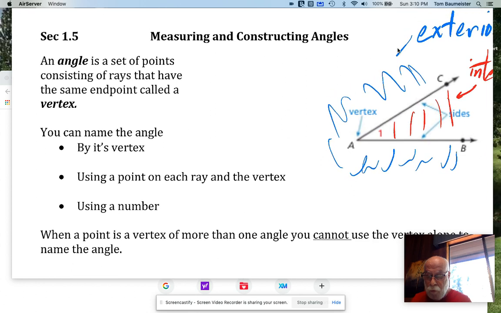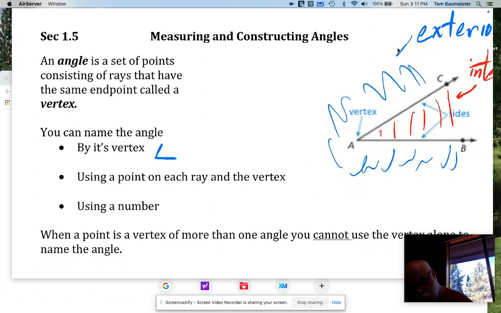So if we name an angle by its vertex, on this one that we're looking at right now, our vertex is right there. Here's our ray AC, here's our ray AB. So on the first one, it says by its vertex. On this one here, we're going to call it angle A. And I put a little arc in there, because everybody tells me my L's look like A's. So right there, that should tell you it's angle A.